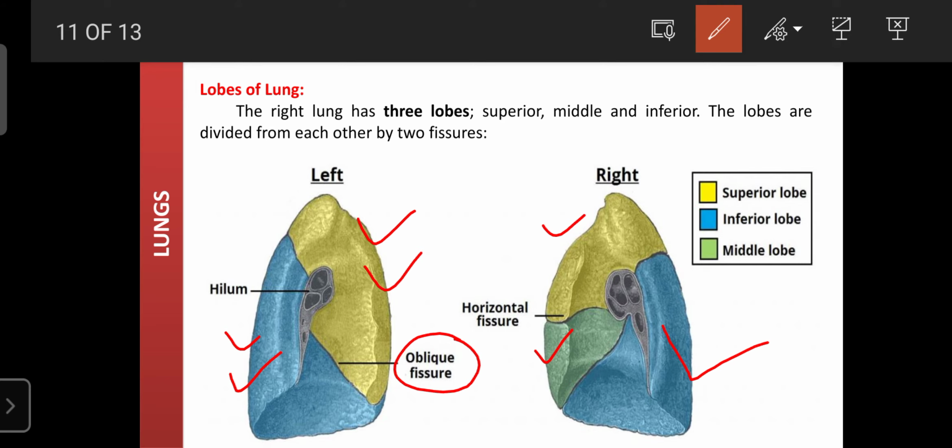So like that, the lungs mainly consist of five lobes. The right lung has three lobes, and the left lung has two lobes.